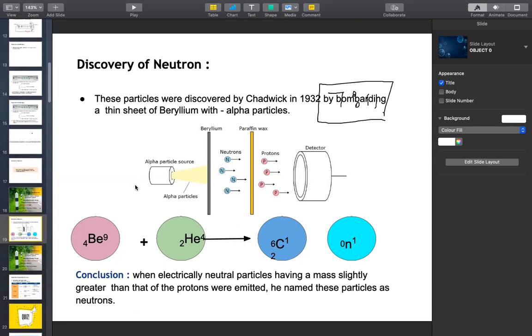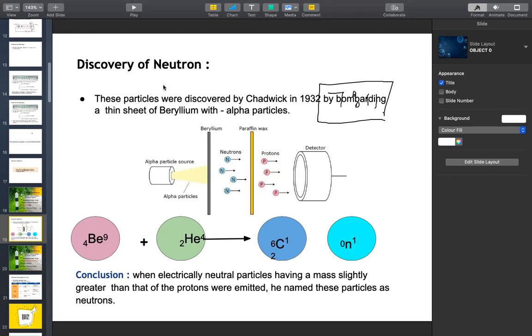Have you copied this? Can you explain the experiment? The experiment is like helium particles were bombarded on beryllium metal. So a nuclear reaction happened, carbon will form, and one particle is emitted, and 2 carbon particles will form, and the particle which was emitted is a neutron. Got it? Yes or no?